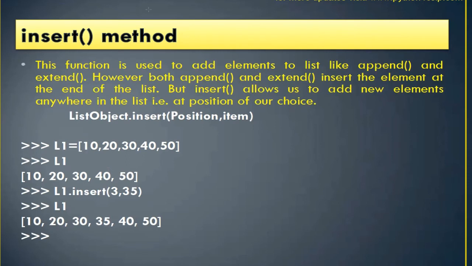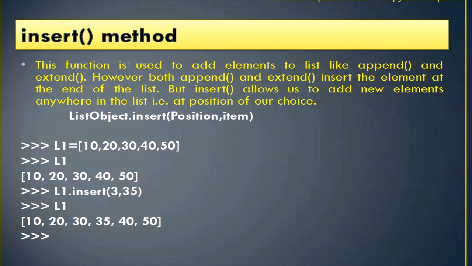Okay, next is the insert method. This function is used to add elements to a list like append and extend. However, both append and extend add the element at the end of the list, but insert allows us to add new elements anywhere in the list, that is, at the position of our choice. Now you come to know, append adds only one element at the last, extend also adds elements at the last, but more than one element can be added. But insert is also used for adding an element, and it can be inserted in between.